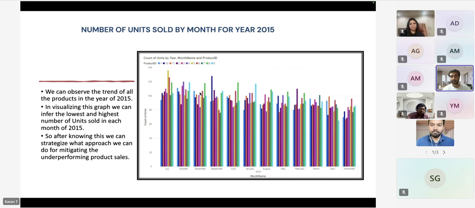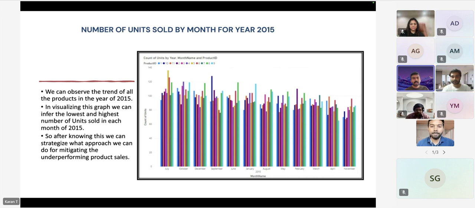Yeah. So this graph, the number of units sold by month for the year 2025, it's just an example for the future visualization and projection.